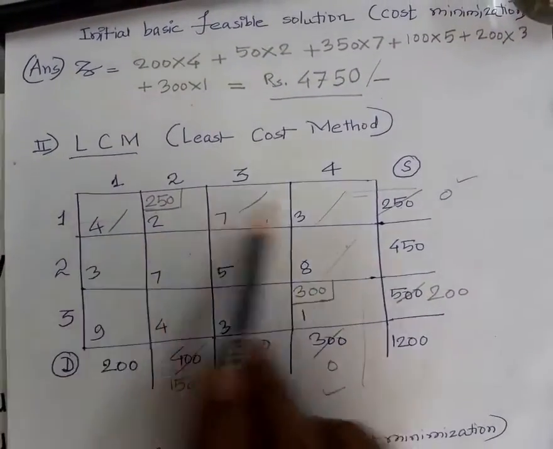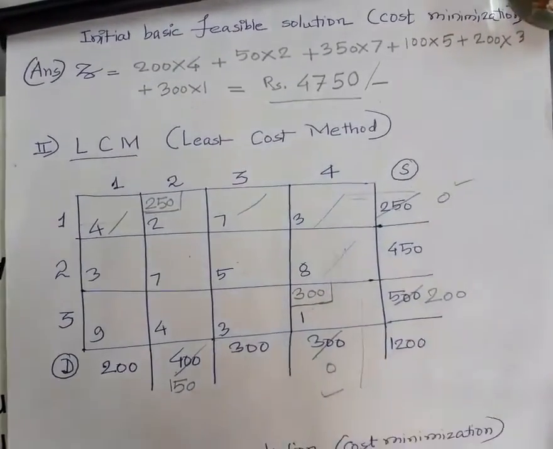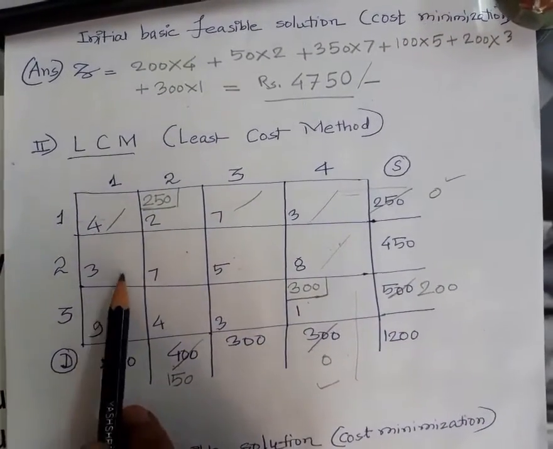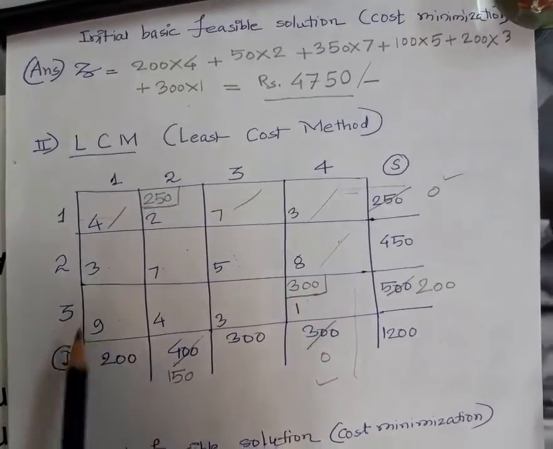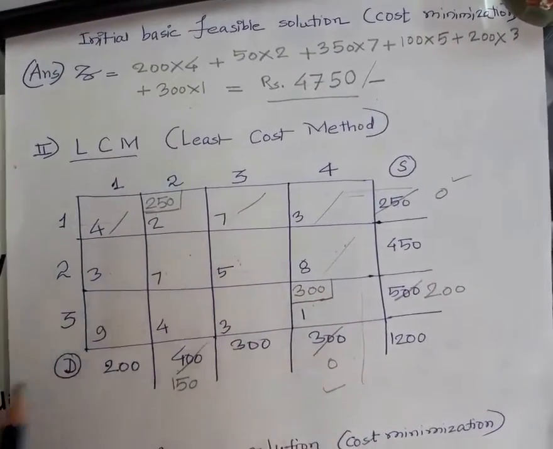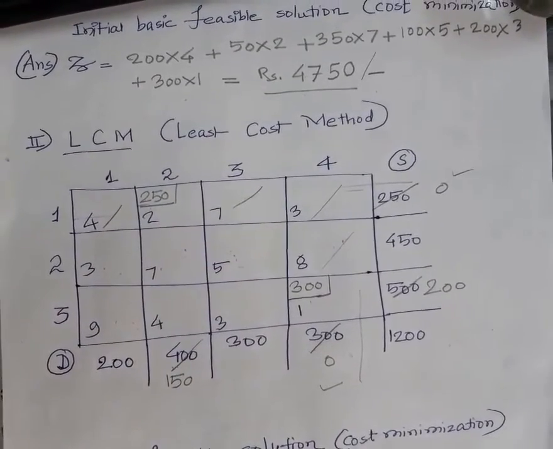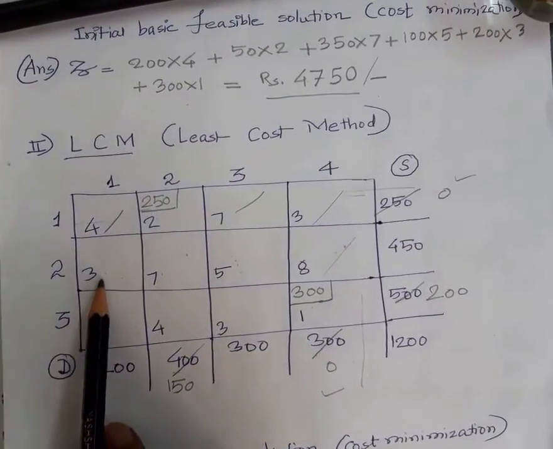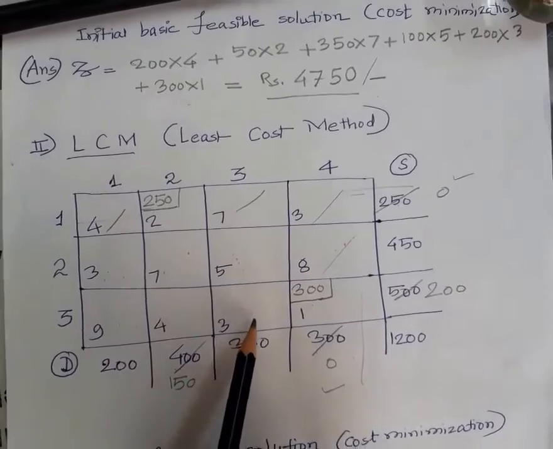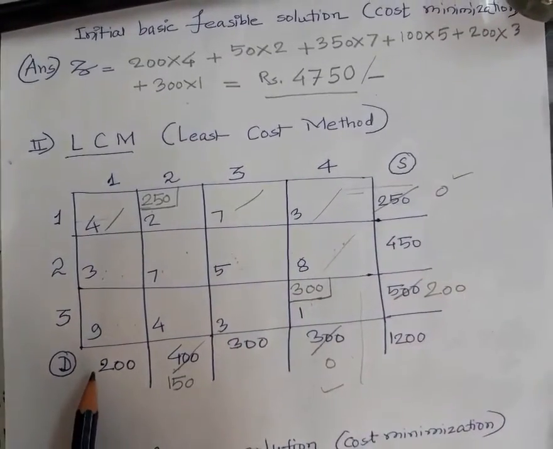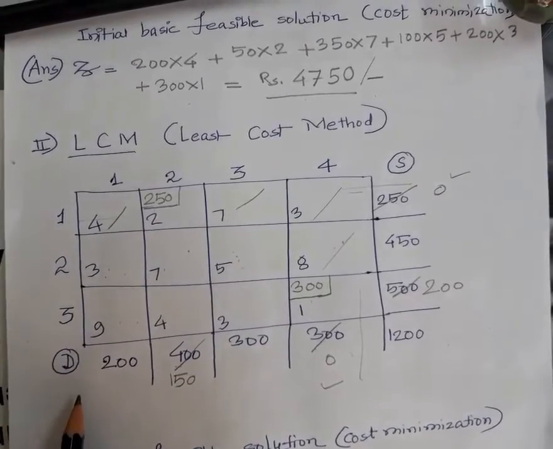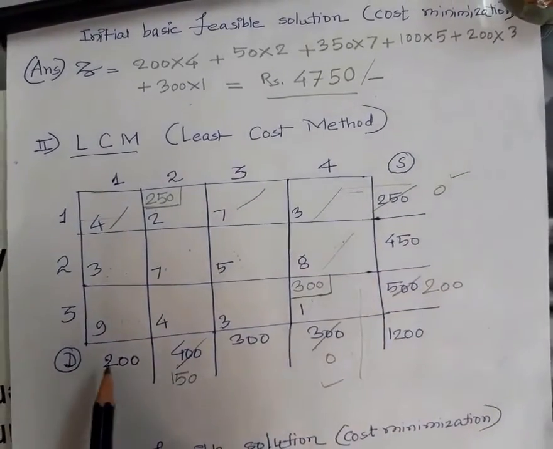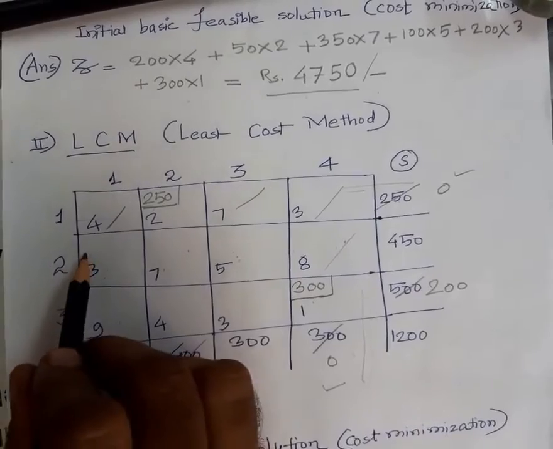The first row is exhausted, 4th column is exhausted. Now we are having 1 2 3 columns and 2 rows. Now in this find the least cost. 3 is also here and 3 is also here, so that I can take the maximum allocation I can give here. I can take these 3.